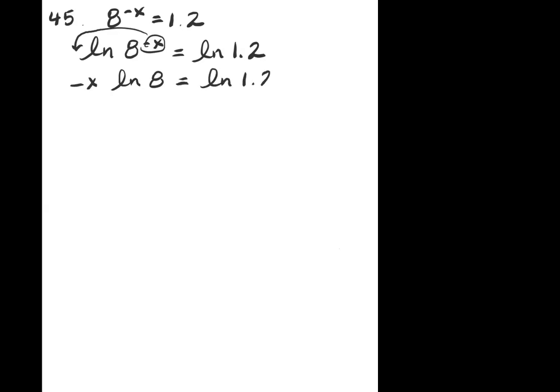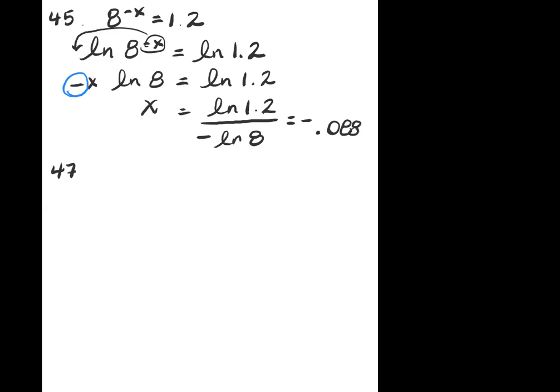And here, I'm going to not only take the natural log of 8, but I'm also going to take this negative sign as well. So I'm going to be left with just x. I'm going to have the natural log of 1.2, negative natural log of 8. And what I normally do is I put everything in the calculator except for the negative sign, and I just attach a negative to the answer. So I get a negative 0.088. Okay. So again, another step forward.